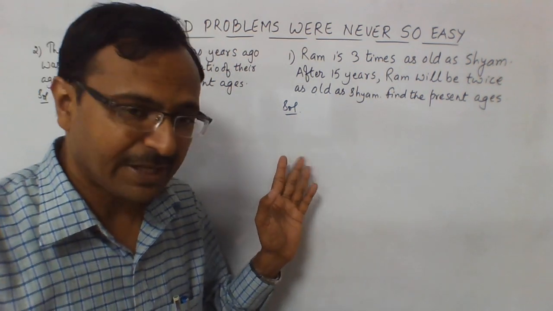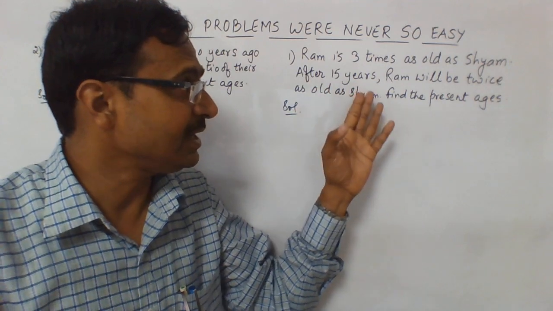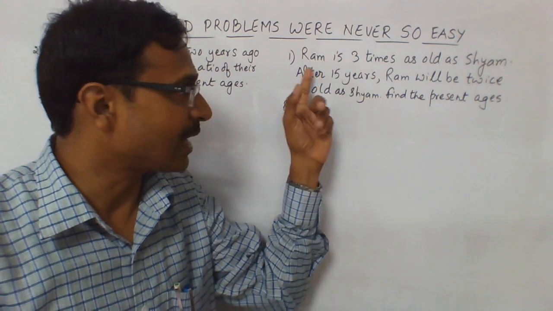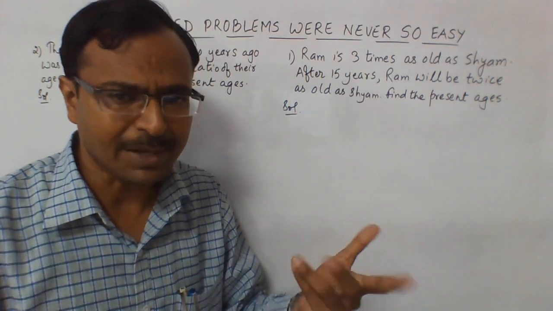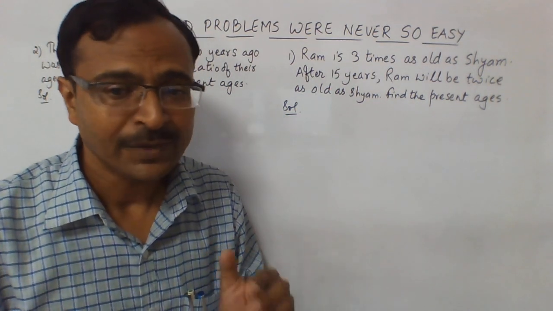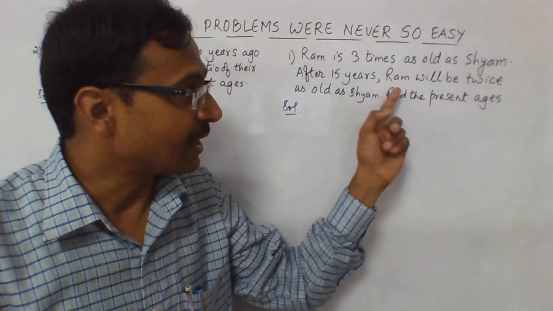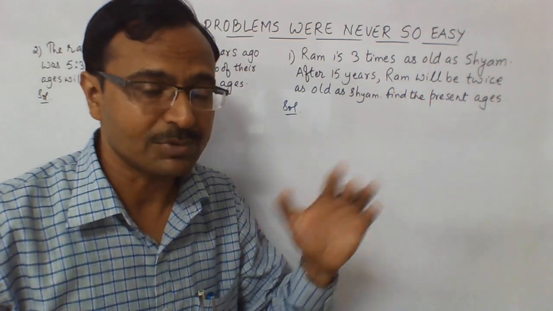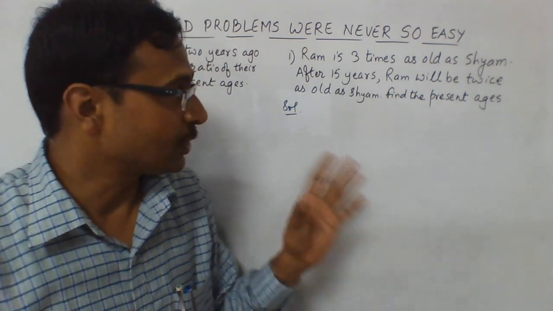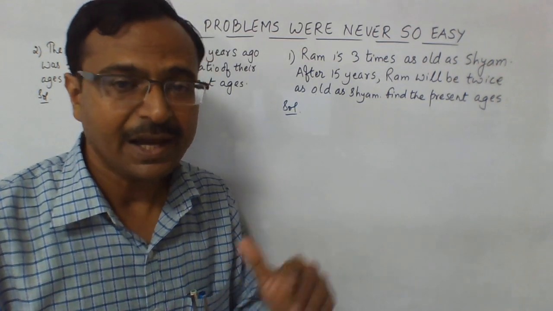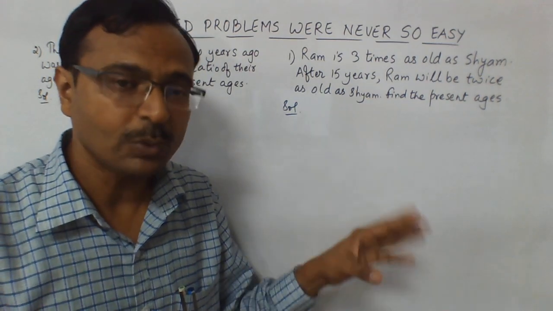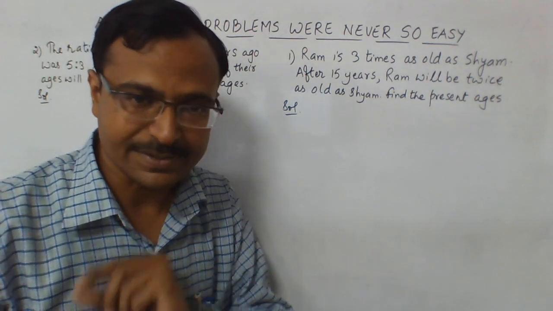The first problem which I've taken up here: Ram is 3 times as old as Shyam. So there is a younger person and there's an older person. That means Shyam is younger and Ram is elder. After 15 years, Ram will be twice as old as Shyam. So again, the relationship between the ages of Ram and Shyam is given after 15 years. The relationship between the ages presently and after a particular number of years are given to you, and you have to find the present ages of the two persons.